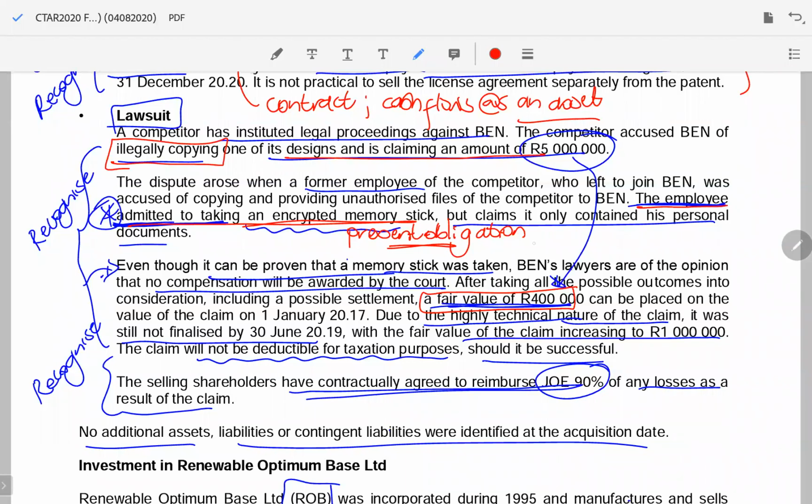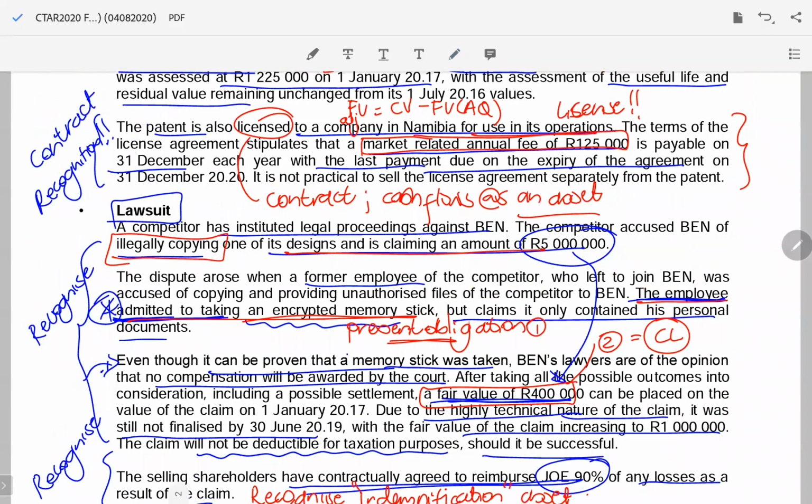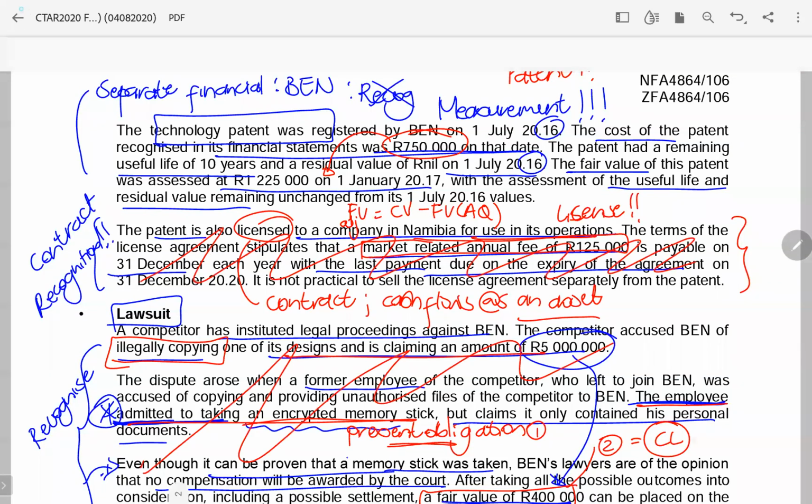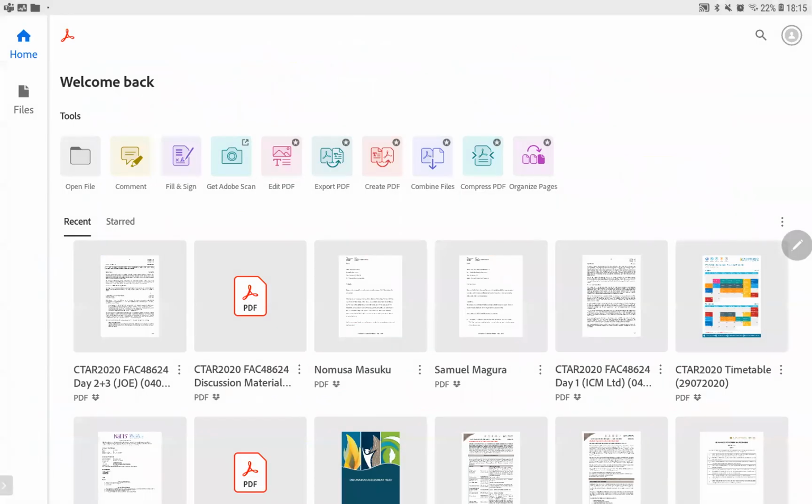Then number two, the fair value is given, meaning that we could recognize the contingent liability. And if the contingent liability could be recognized, we can now argue about recognizing the indemnification asset. So that is what we needed to do for the purpose of determining the goodwill in Ben. Those are the last things that we needed to look at when it comes to IFRS 3. We have addressed that it's an asset, and we have now addressed the liability. Now let's look at the last principle of IFRS 3.